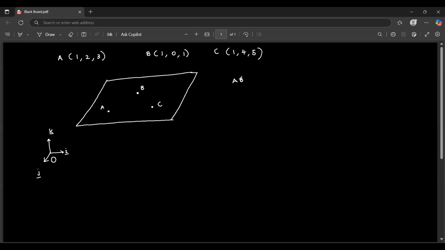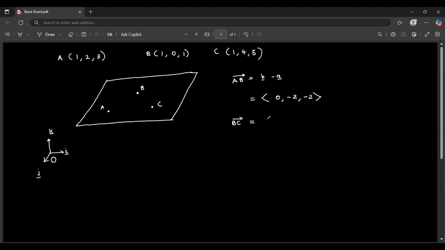Okay, so AB will be equal to B minus A. B is 101, and A is 123. So the output will be 0, -2, and -2. Now we can find out BC.